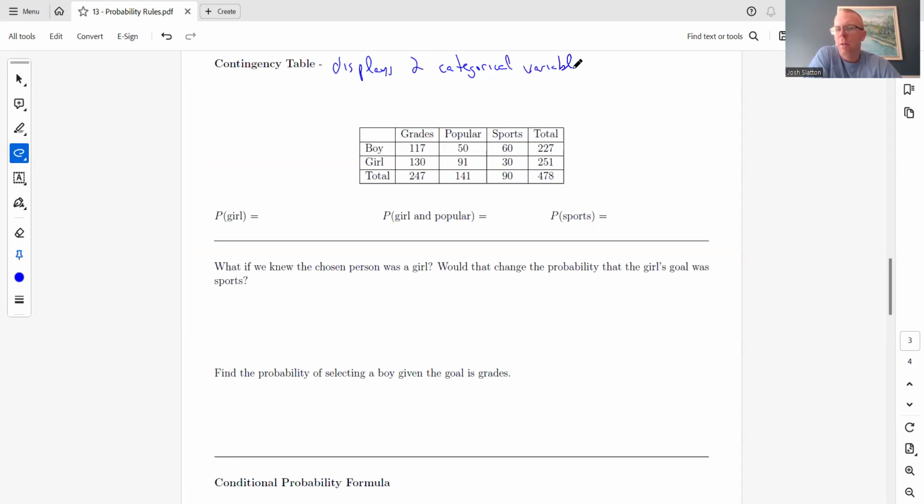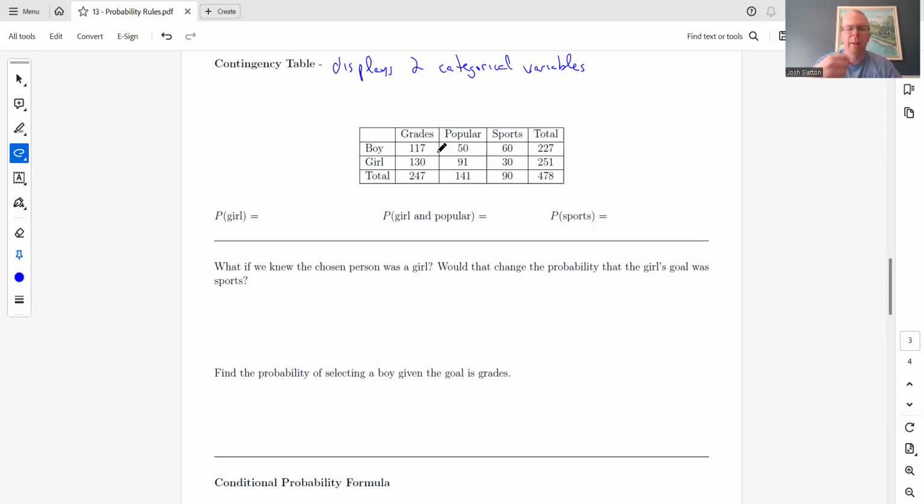And so this is summarizing a survey of high school students. It asks if they were a boy or a girl, and then asked which of these was most important to them: either getting good grades, being popular, or being good in sports. And so you can see the breakdown. So 227 boys, so that's the boys row. We had 247 that said they wanted good grades, and then 117 of those were boys, et cetera, and then 478 total students were in this survey.